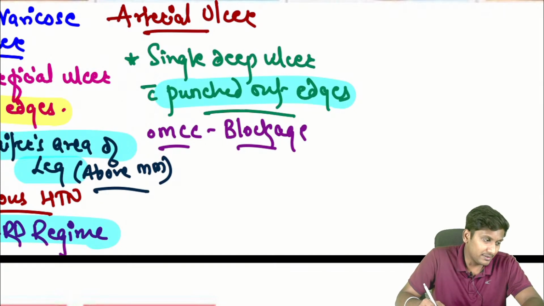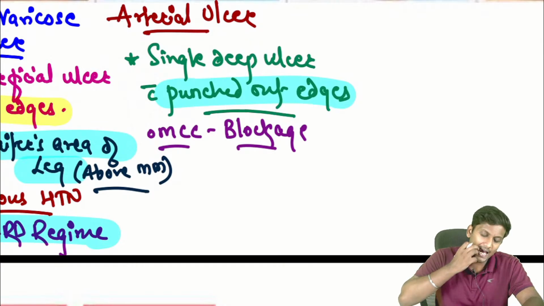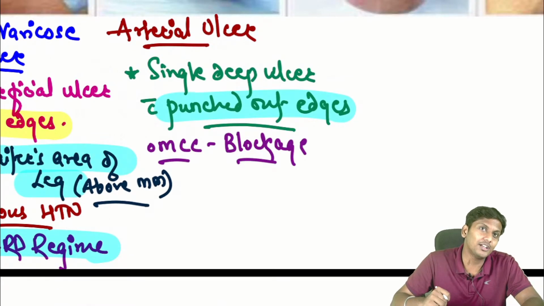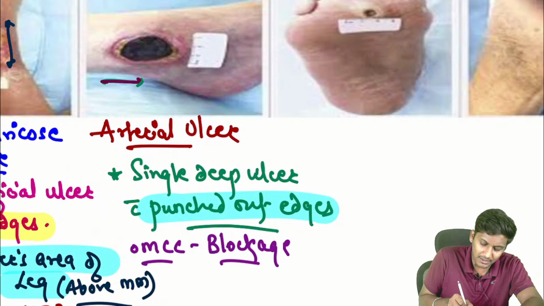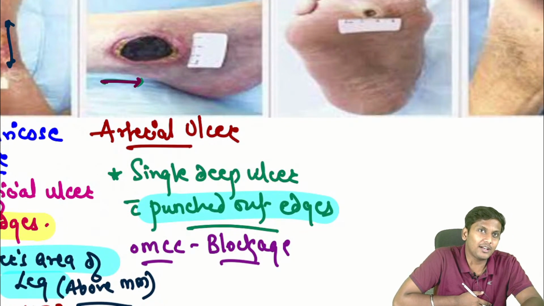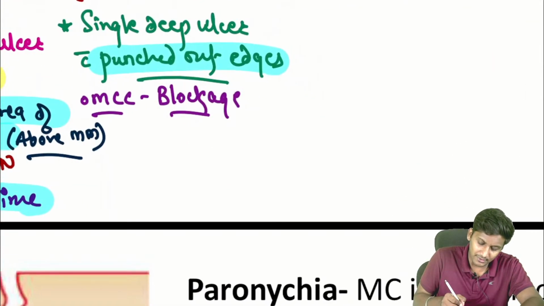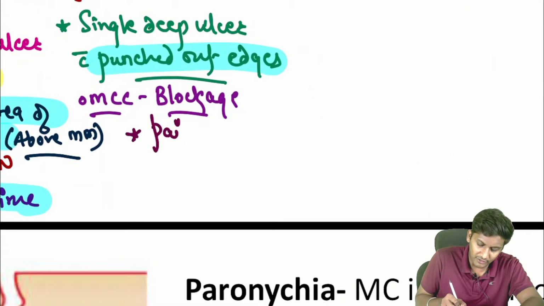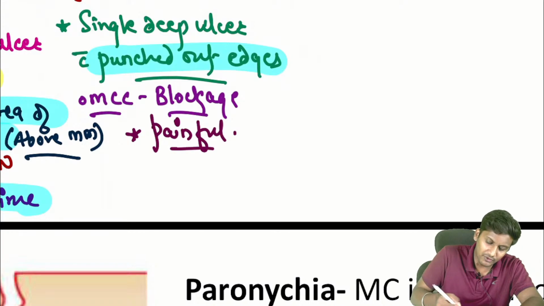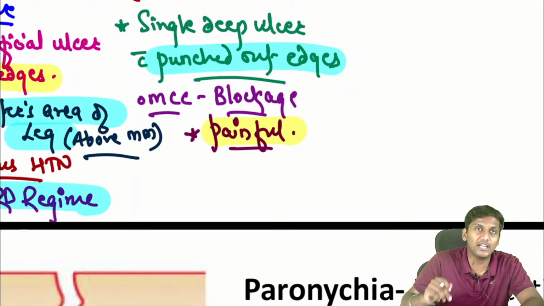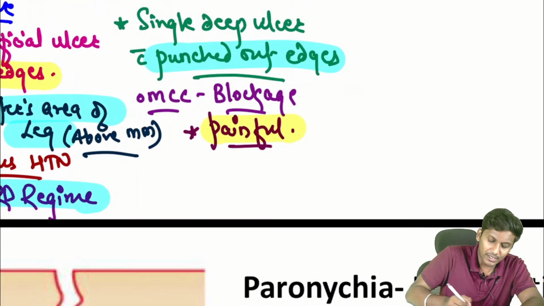How will it be painless, बच्चे? How is it going to be painless? If you cut off the blood supply, as you decrease the blood supply to the nerves of this patient, will there be decreased blood supply to the nerves? Yes. And if there is decreased blood supply, the nerves are going to get irritated, and therefore the patient will have extreme pain. So these are extremely painful ulcers. This is a characteristic differentiating feature. Because of the blockage, blood supply is decreased, so these are painful ulcers. Please remember that.